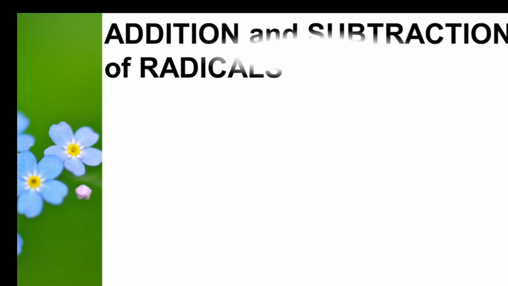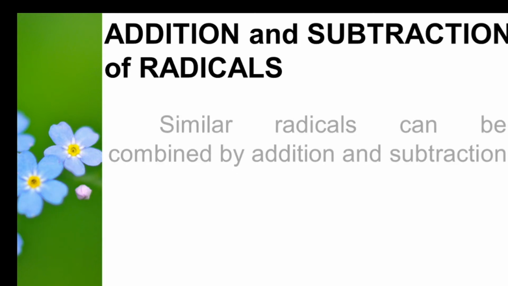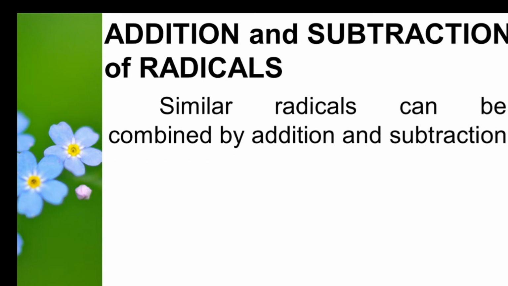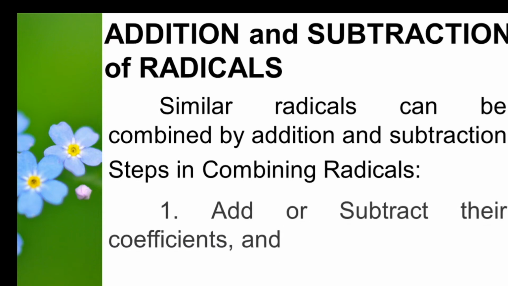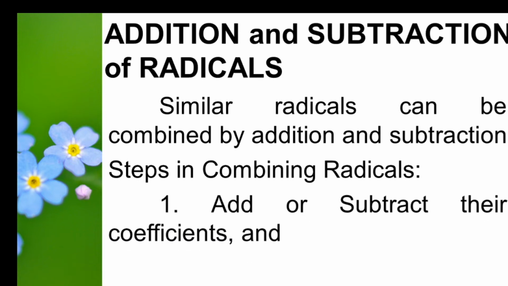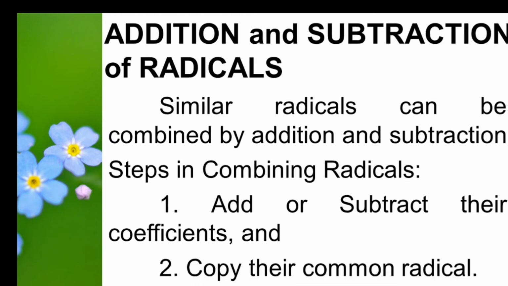Now let us go to addition and subtraction of radicals. Take note that similar radicals can be combined by addition and subtraction. So we have steps in combining radicals. First step, you add or subtract their coefficients and copy their common radical.